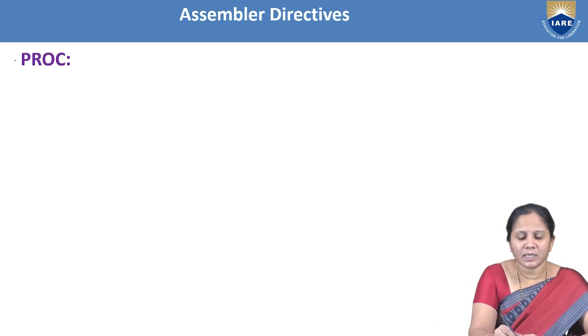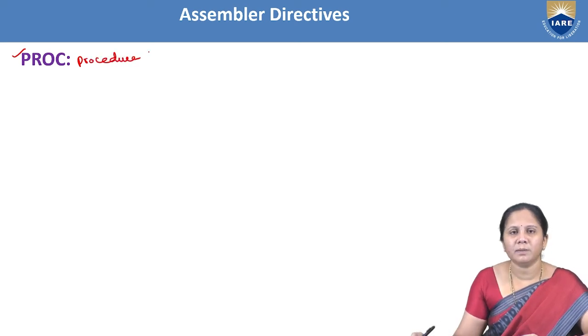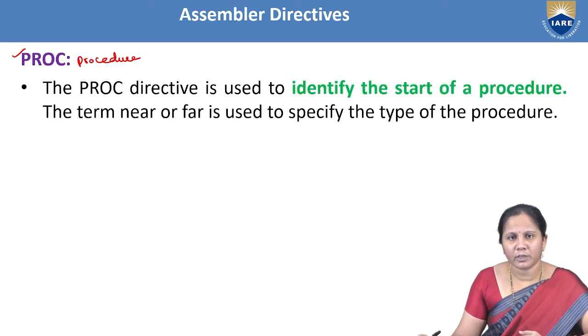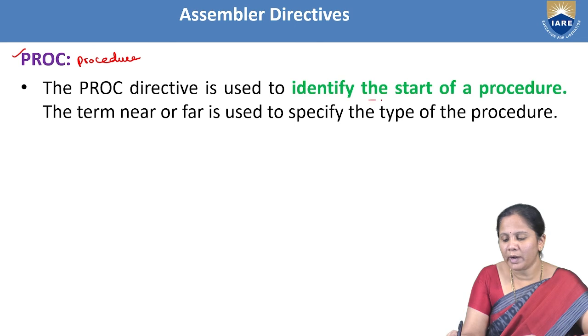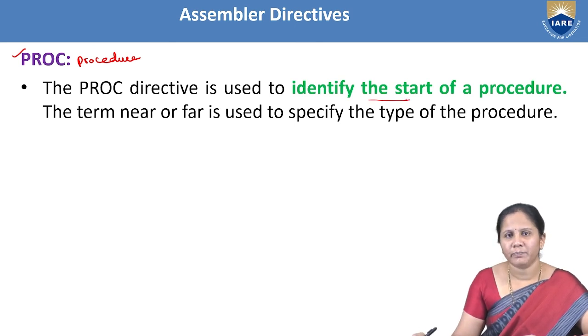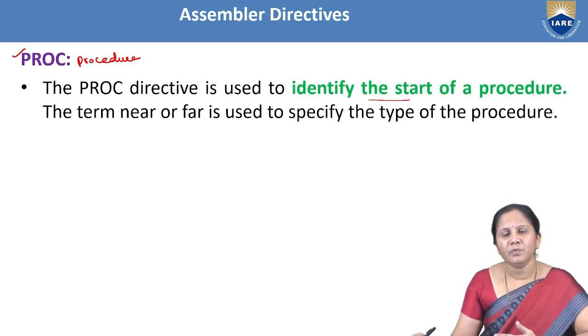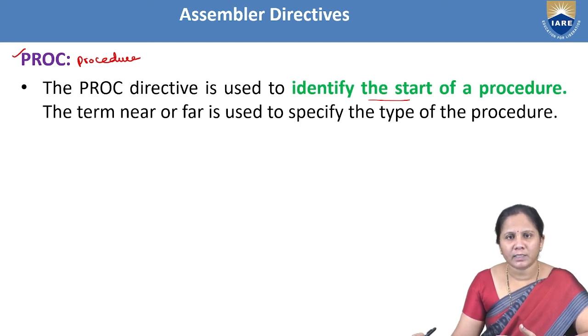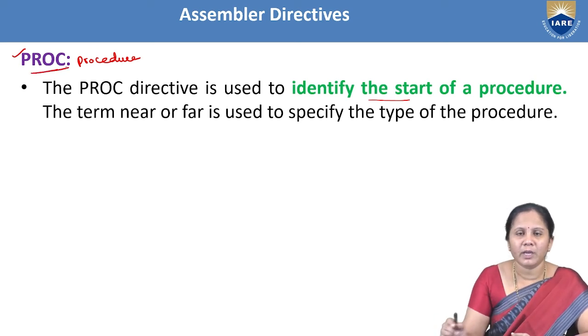Now, the next assembler directive is PROC. It represents procedure. By writing this assembler directive, it directs the assembler to identify the start of the procedure. A procedure is a small program which consists of some set of lines that will be performing some specific task. In order to say that it is a procedure, we have to indicate the procedure name along with the assembler directive called PROC.